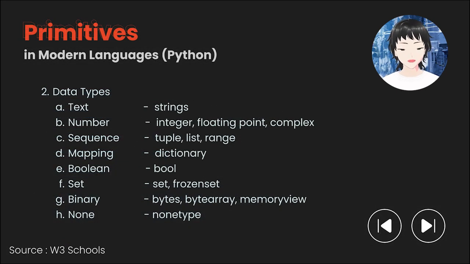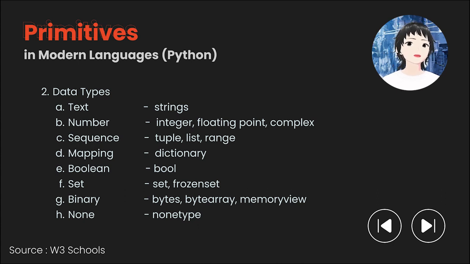Next we can see are the data types. These are again hard-fed into the language. So the most common data type is the text, which is always used, obviously. So these are called strings in programming. Then are the numbers. So numbers can be of different types like integer numbers, floating point, which are decimals, and the complex numbers from the complex number space.